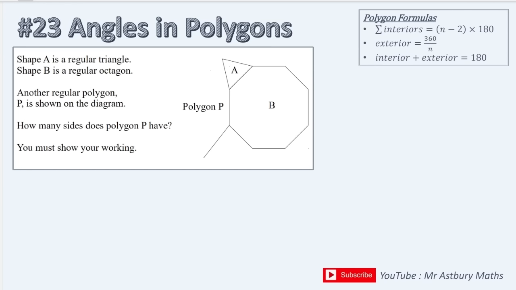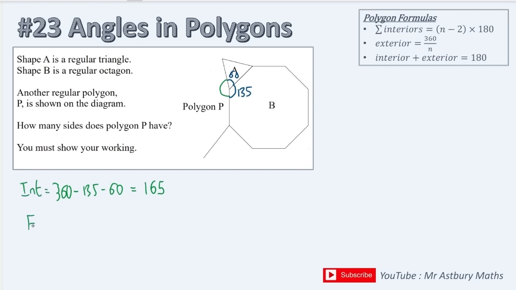So here we have a question in context. We've got three shapes, a triangle and an octagon, and it's asking me to work out how many sides polygon P has. Well, first off, we can work out this angle here, and that's a triangle, and we know the interior angles of a regular triangle are 60. We can work out the interior angle of the octagon, which we actually just did on the last question, and that was 135. And that tells me what the interior angle is of the shape P. So it'll be 360 around that point, minus 135, minus 60, and that will be 165. So that's the interior angle.